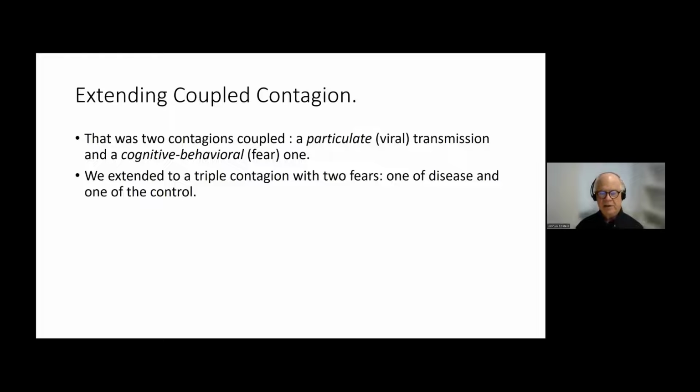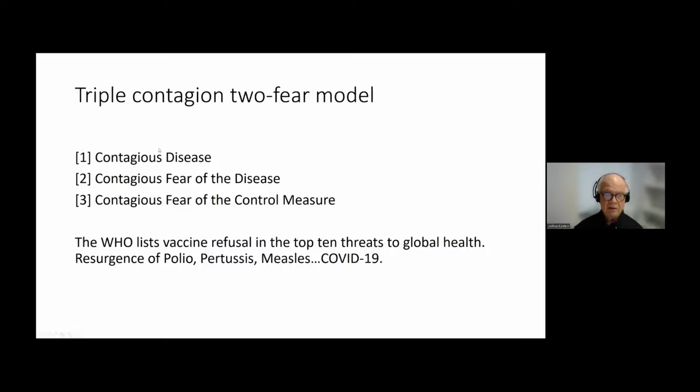And we extended this to a triple contagion in the more recent work with my colleagues Erez Hatman and Jen Crodell. We added another fear, fear of the control. So now there are three contagions. There's contagious disease, contagious fear of the disease, and contagious fear of the control. And in the model, we look at many different cases.